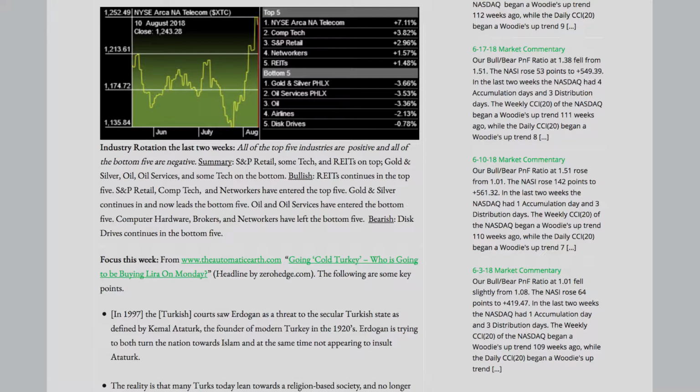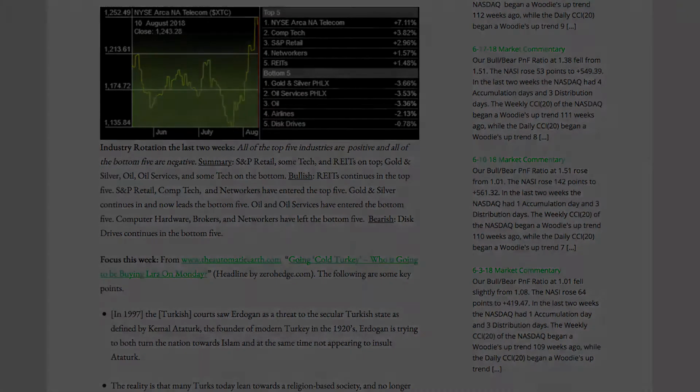Bullish, REITs continues in the top 5. S&P Retail, Comptech, and Networkers have entered the top 5. Gold and silver continues in and now leads the bottom 5. Oil and oil services have entered the bottom 5. Computer hardware, brokers, and networkers have left the bottom 5. Bearish, disk drives continues in the bottom 5.